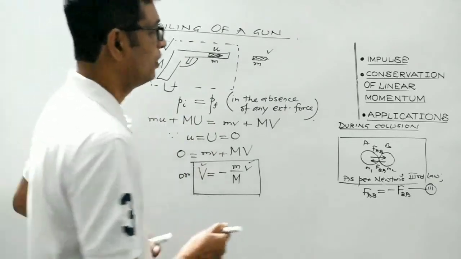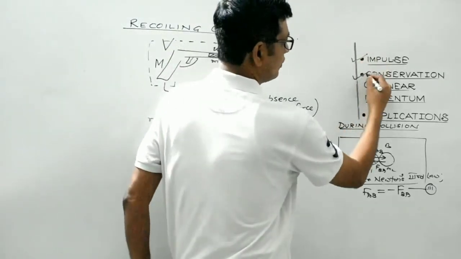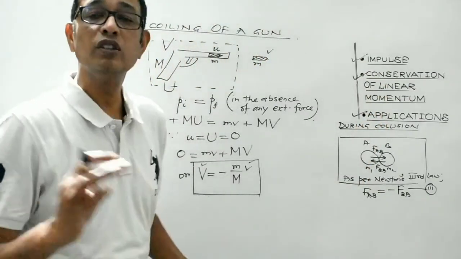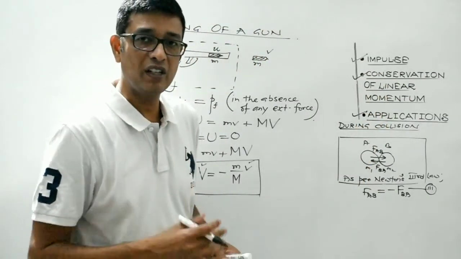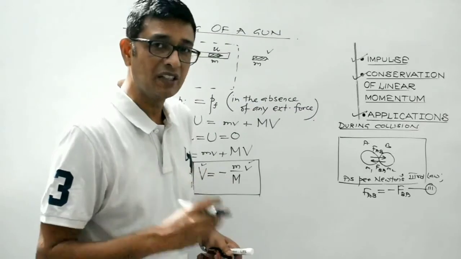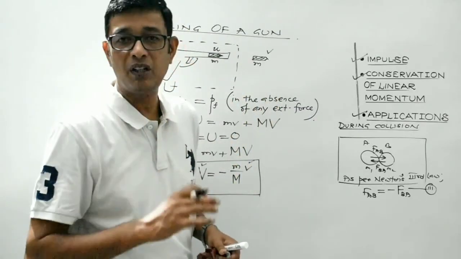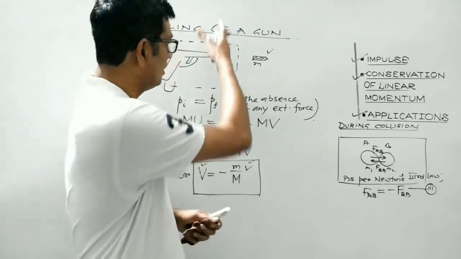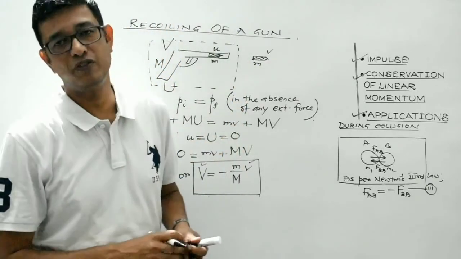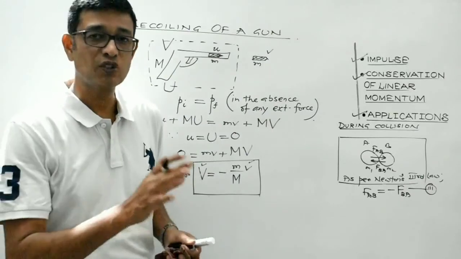So students, I hope in this particular lecture we have discussed these three topics. The concept of impulse, its SI unit, its relation to the change in the momentum, right? Then we have discussed the statement of the law of conservation of linear momentum, its mathematical verification, and this application of recoiling of a gun. So I hope students have understood the topic.